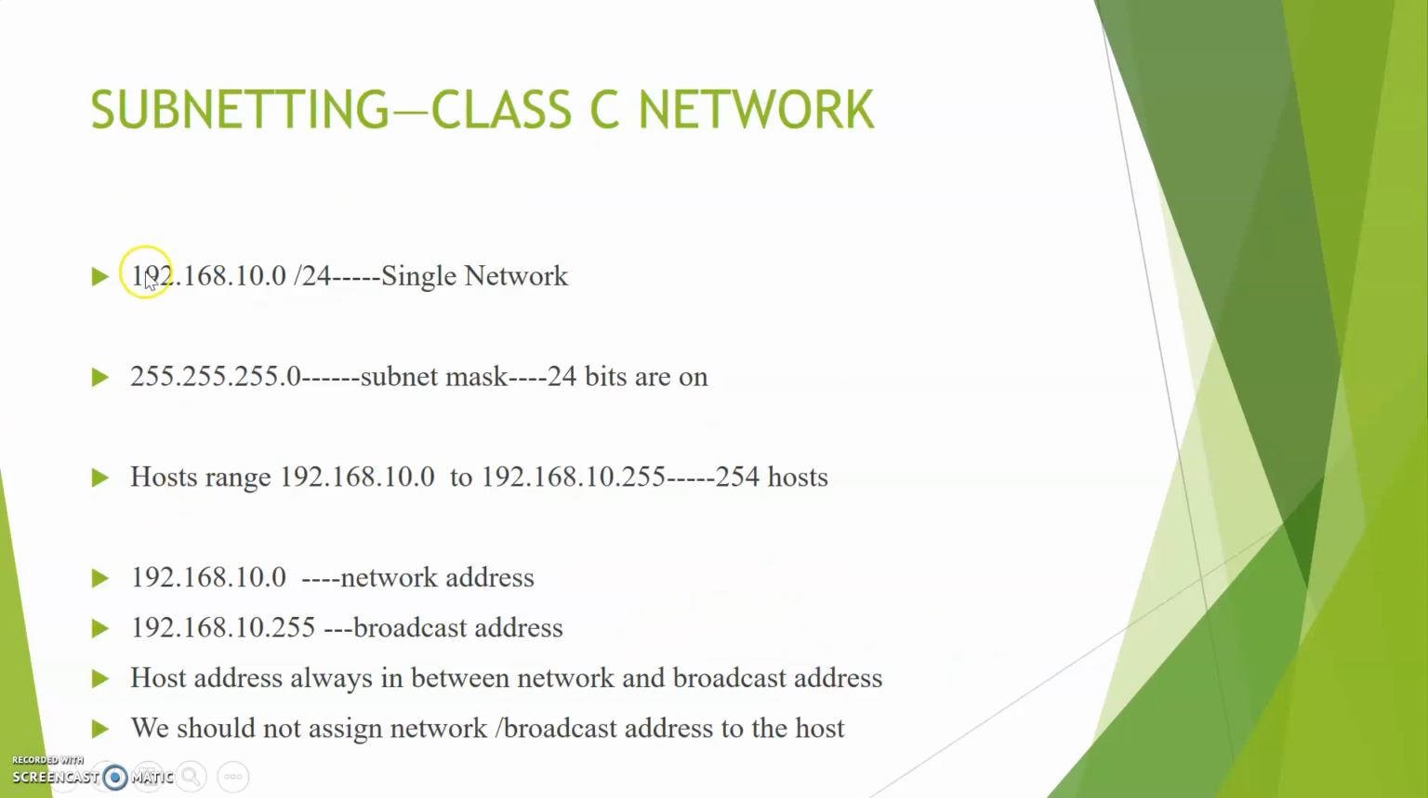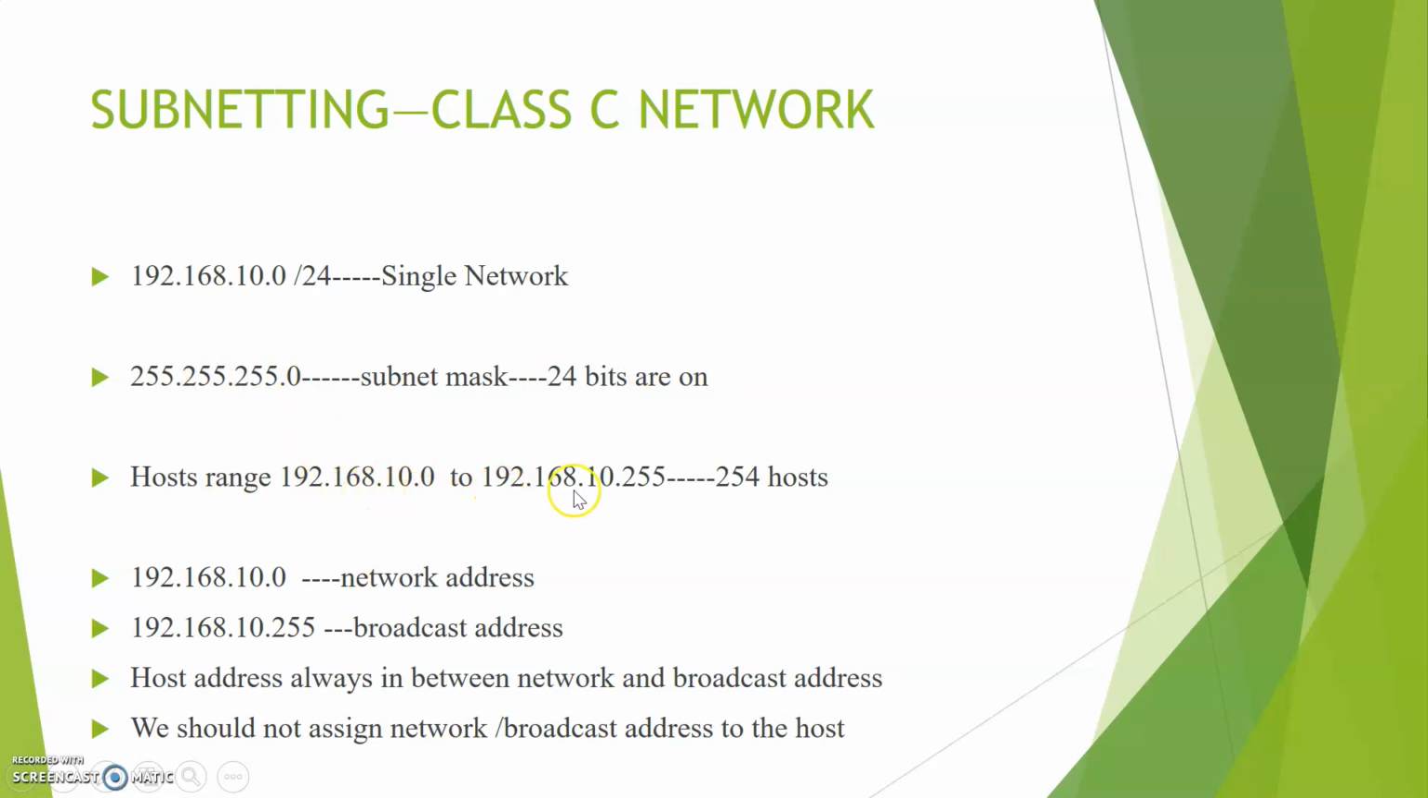So let us take a single network. It is a class C network. The first 3 bytes are the network portion, 192.168.10.0/24. So till 24 bits are turned on. So I can write the subnet mask as 255.255.255.0.